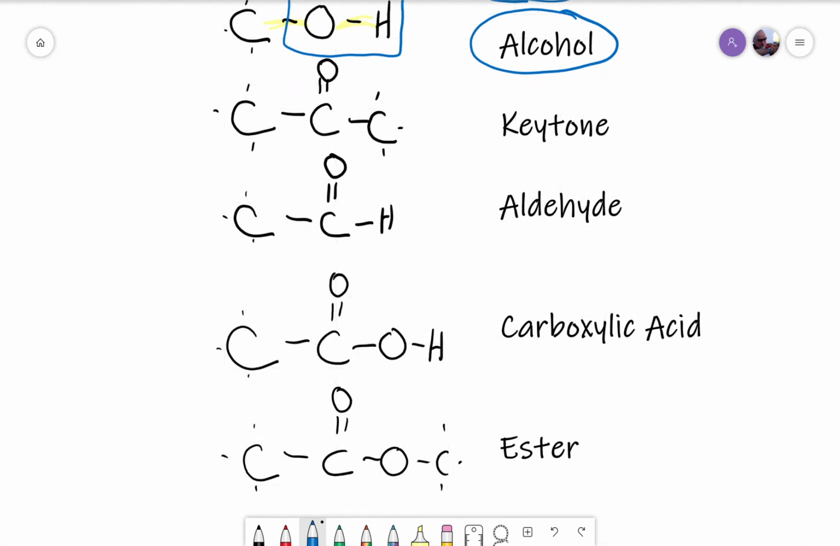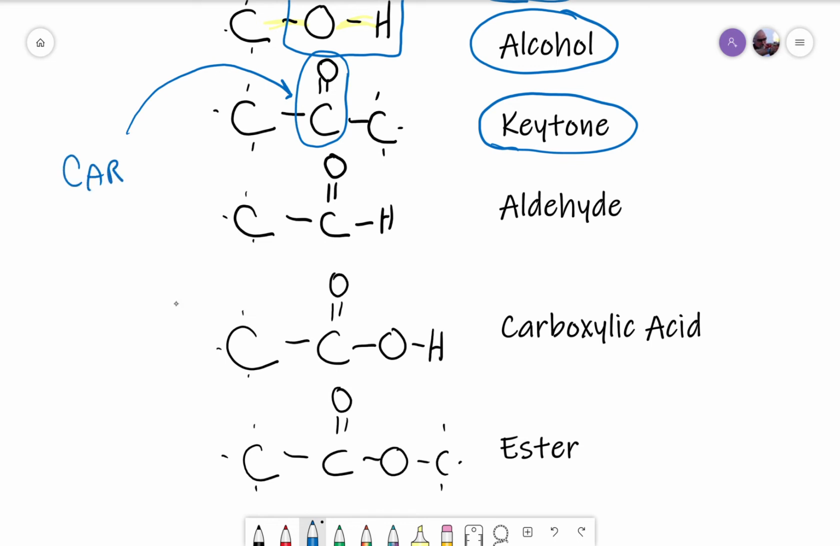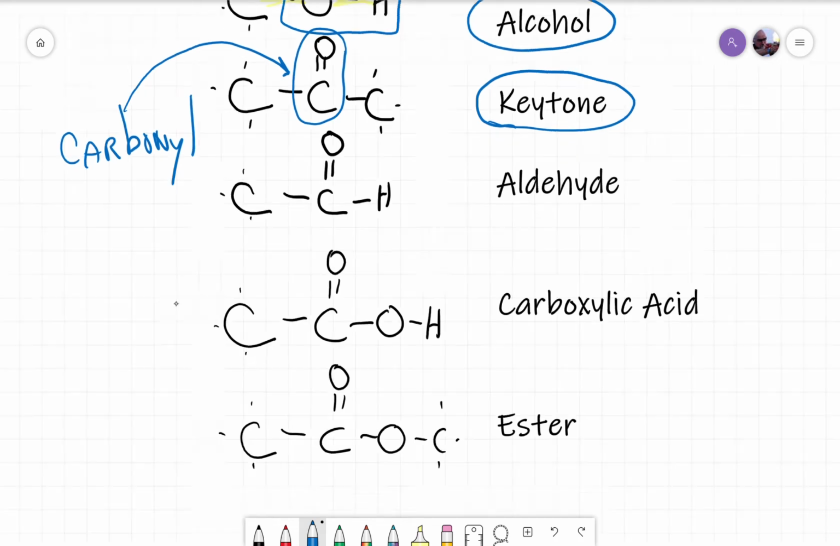If we go to a carbon that has a double bonded oxygen to it, then if it's just in the hydrocarbon, that is referred to as a ketone. That carbon-oxygen double bond is called the carbonyl. So if we have a carbonyl, a carbon double bonded to an oxygen, stuck in between a couple of carbons, then that's referred to as a ketone.